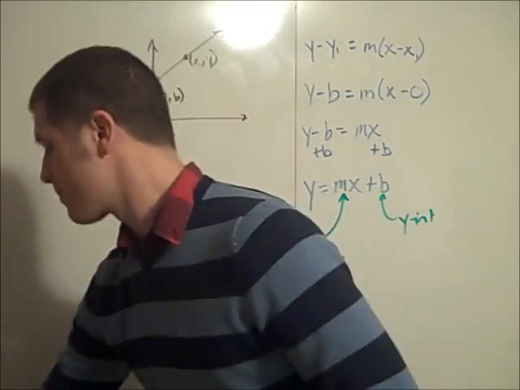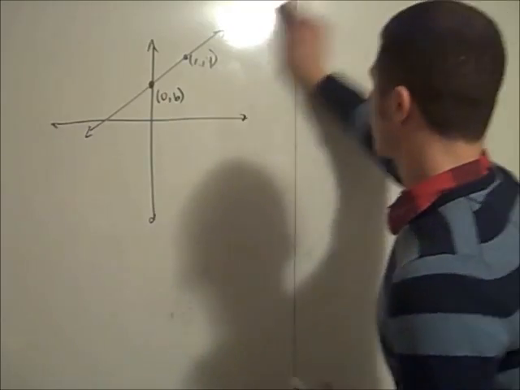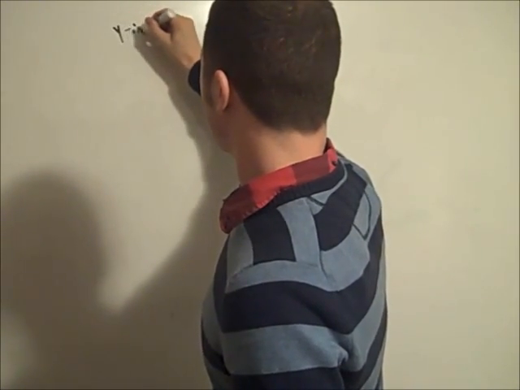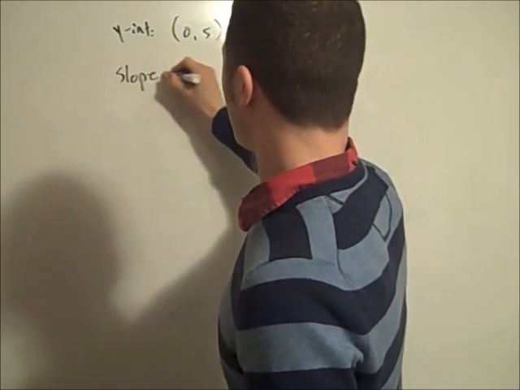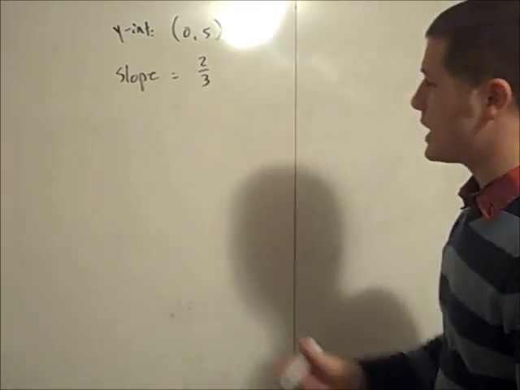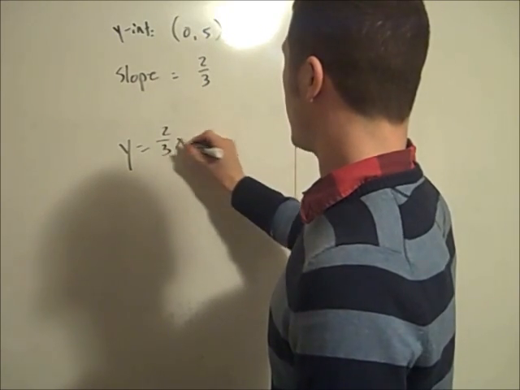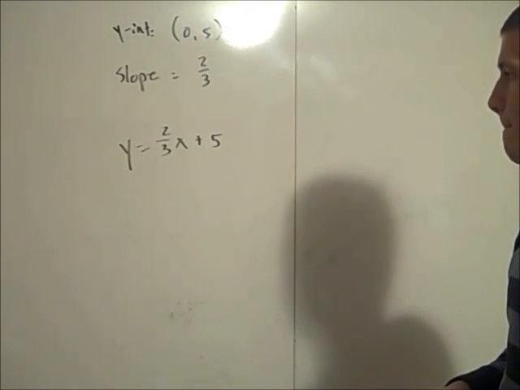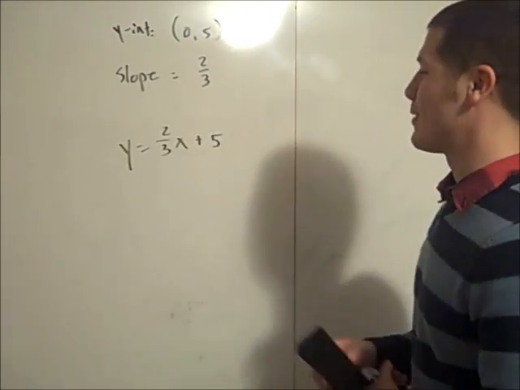So for example, what if we were given that the y-intercept of a line is the point 0, 5, and the slope of the line is 2/3? Well, then the equation of the line would be y equals m times x plus b. And there are other flavors of problems that you can use slope-intercept form for.